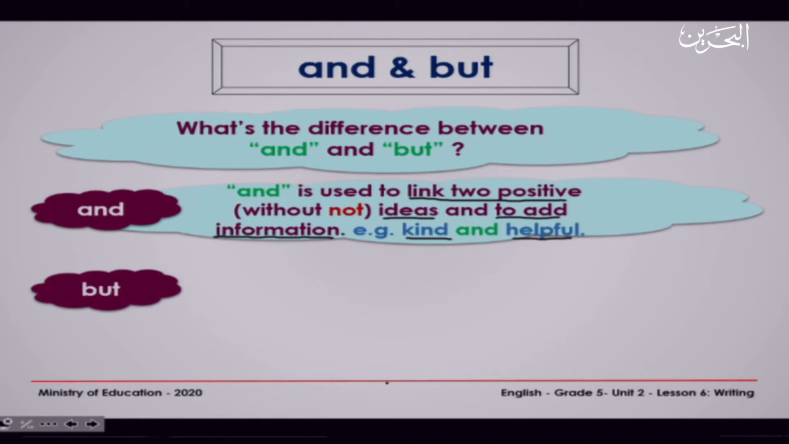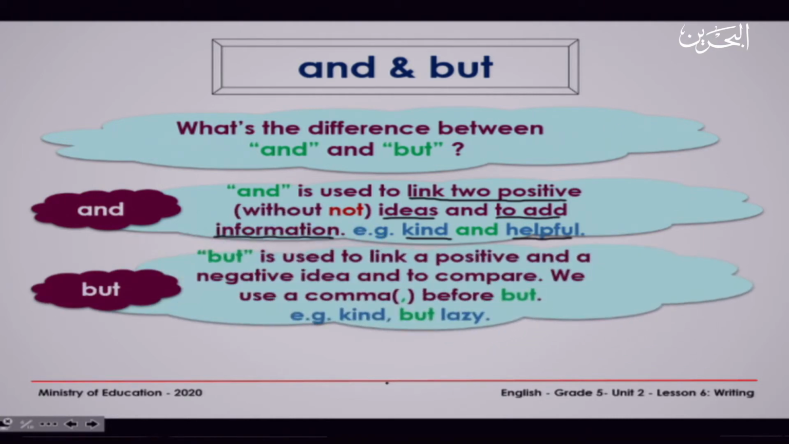Let me explain about but. But is used to link a positive and a negative idea and to compare. So here, when you use but, you link a positive and a negative idea together and you can compare. For example, you can say kind but lazy. Kind is a positive adjective and lazy is not. You have to pay attention.